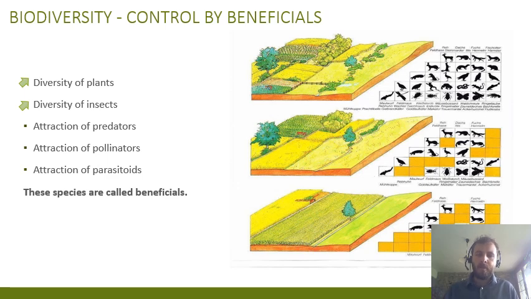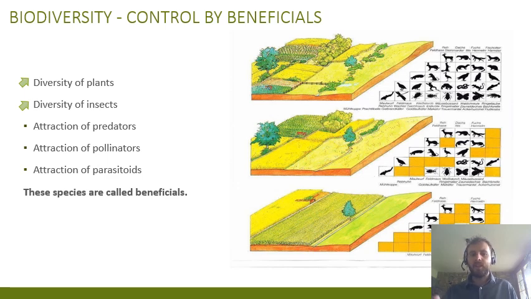Another use of biodiversity that helps us to control pests and disease is the control by beneficials. When you have a high diversity of plants in your farm, if you have a lot of different crops, but also different flowers and natural grasses and hedges and trees, like you can see maybe on the picture on the top, you will also have, because of this high diversity of plants, a high diversity of animals, mainly of insects.